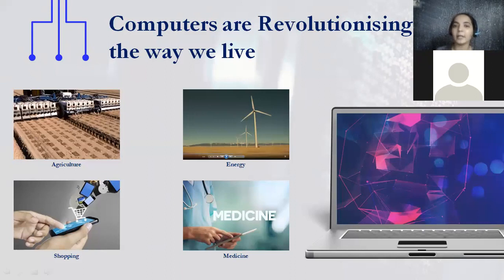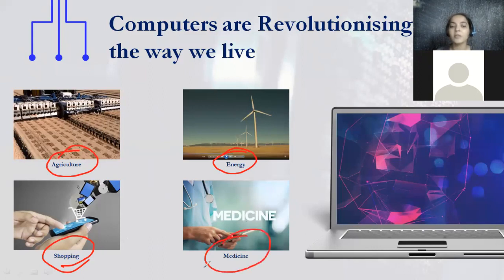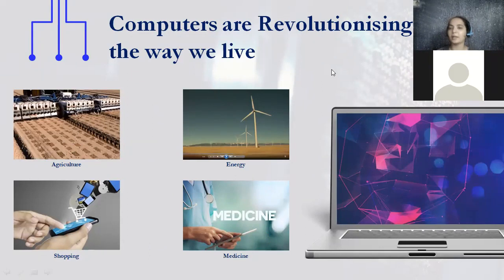Because nowadays computers are gaining a place in every single part of the industry. If you go to agriculture, you will be able to see computers. If you go to energy, you will be able to see computers. In shopping apps, we see that technology is being used. If we go to the medicine area, it's also being used. So that's the way computers are basically taking over every part of our life. So we should know how it's going to work out.